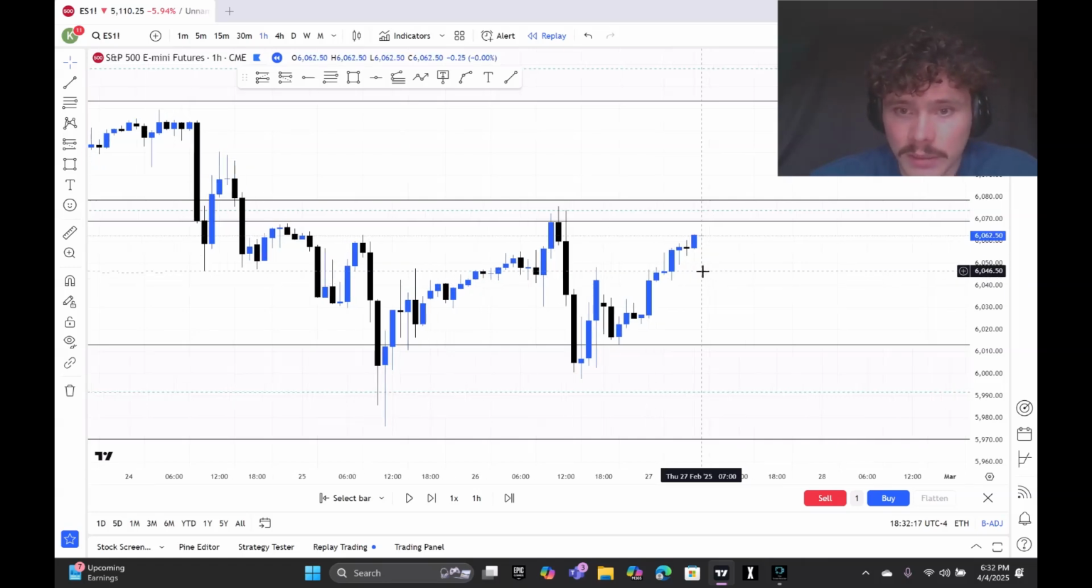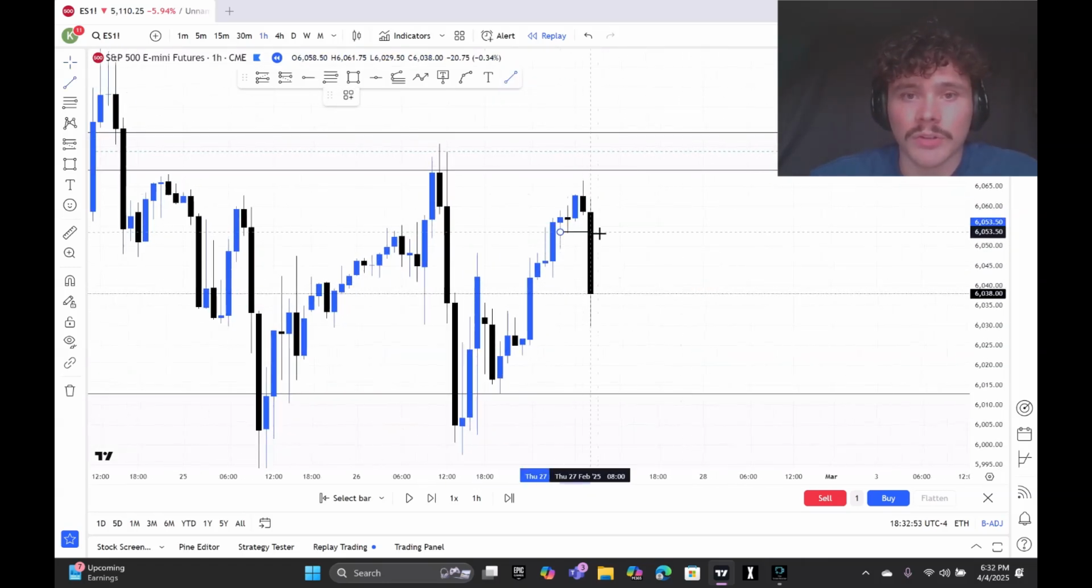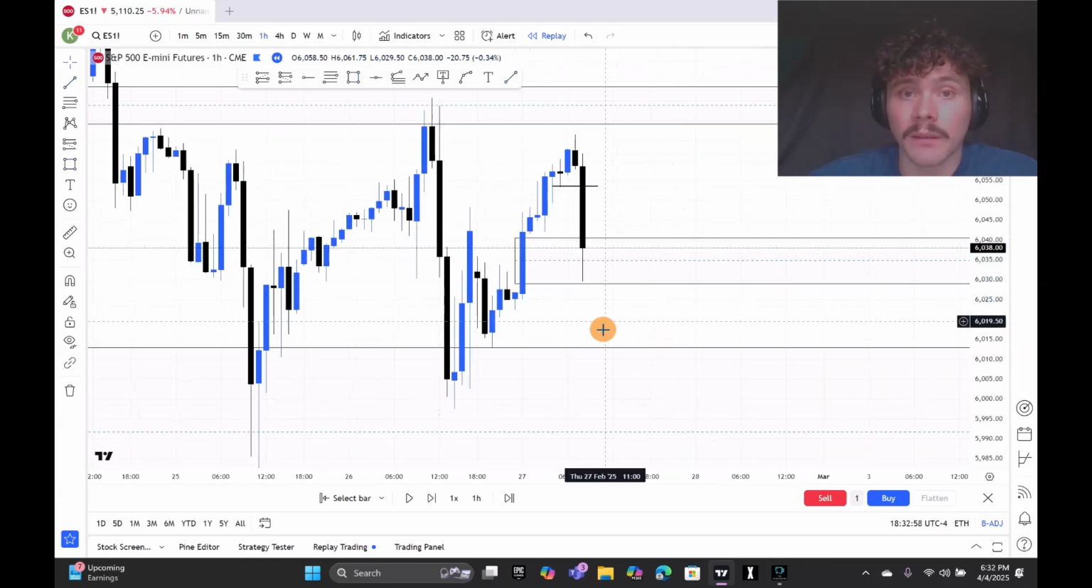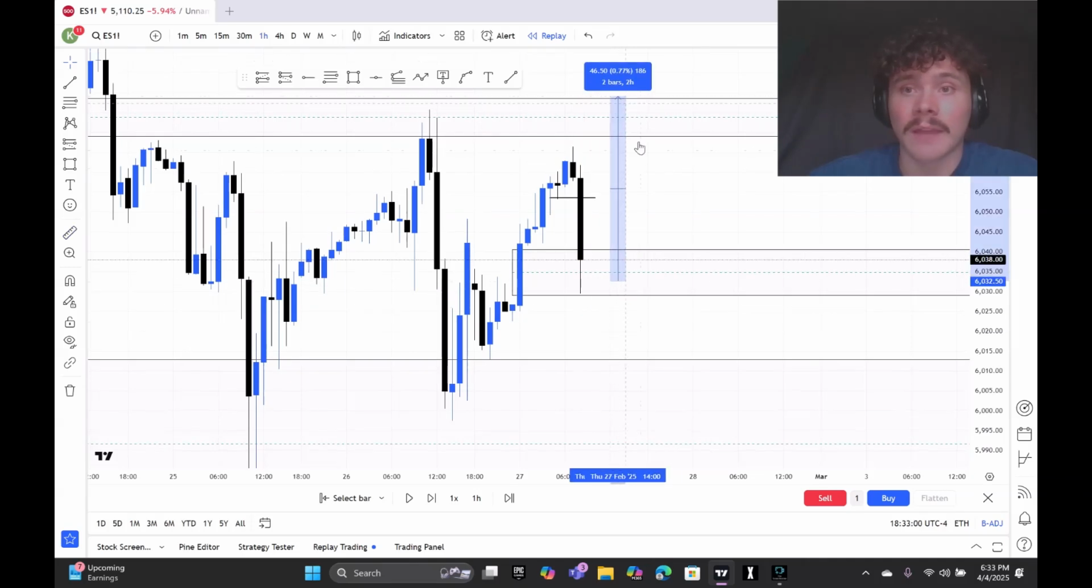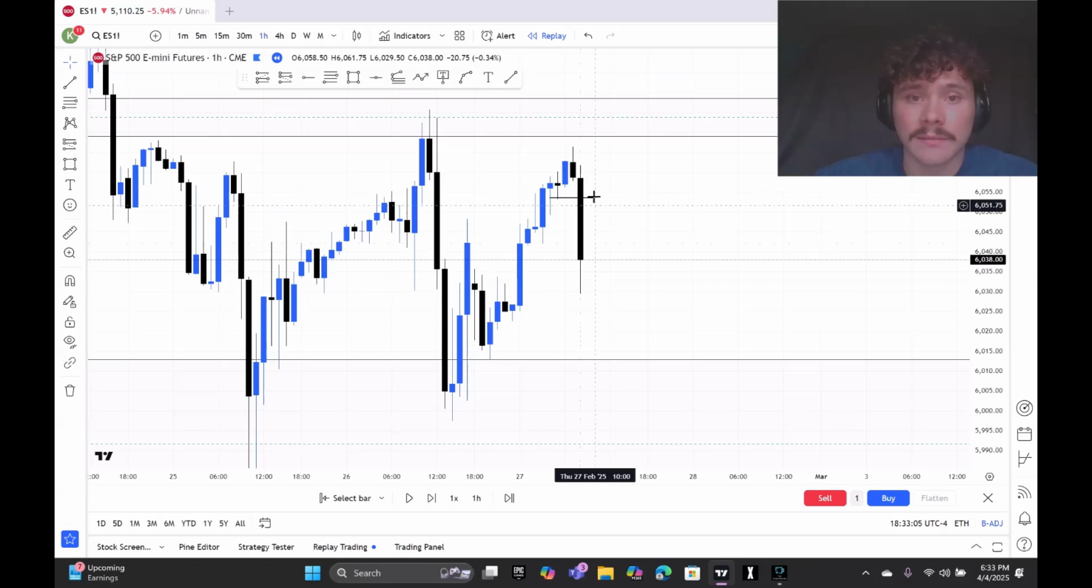Let's bring this up too. We now got a big expansion down. Broke structure on the 1-hour. Look at this, we're within a bullish fair value gap. Does that mean we're going long? We have to go long? No. Let price do its thing and react.